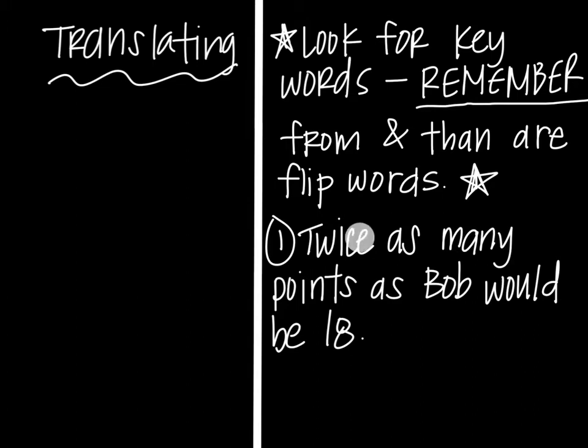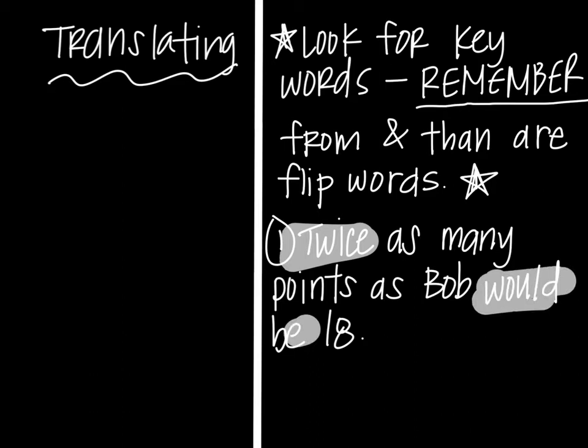Alright, number 1. Twice as many points as Bob would be 18. Alright, so twice means times 2. Change the color. Would be is like equal. This is actually just a one step, but you would do 2x equals 18. So twice as many points, so x represents the points that Bob scored, equals 18.